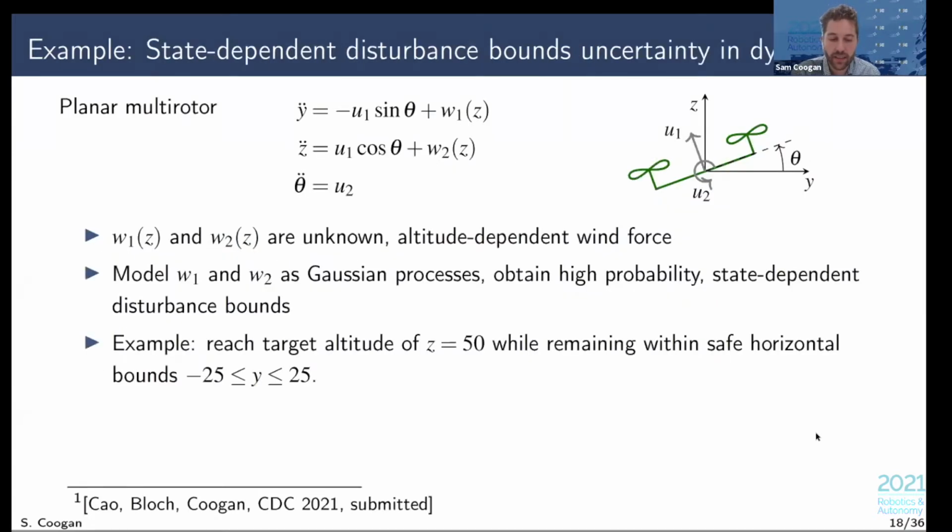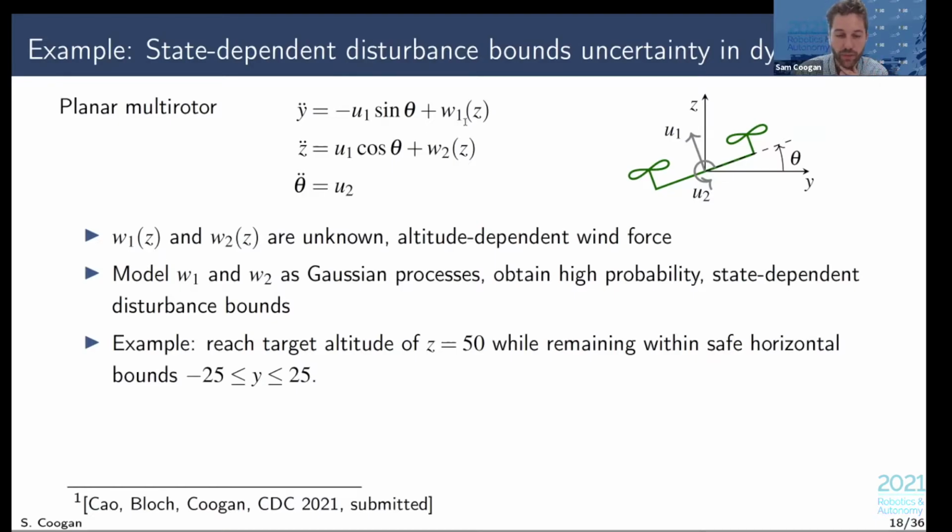Here's an application or example where we can apply some of this theory. I won't go into the details of this extension, but this is an extension we just submitted to CDC 2021. One could also imagine, instead of having a disturbance input that's simply bounded by a hyperrectangle, perhaps this disturbance input is state dependent. So in this particular example, we consider a 6-dimensional planar multirotor, so 3 degrees of freedom. It's a planar approximation of, say, a quadrotor, where it has a horizontal position y, vertical position z, roll angle theta, and it has 2 control inputs: the thrust through the center of mass in the direction that the multirotor is facing, and an angular momentum u2, so that theta double dot is equal to u2.